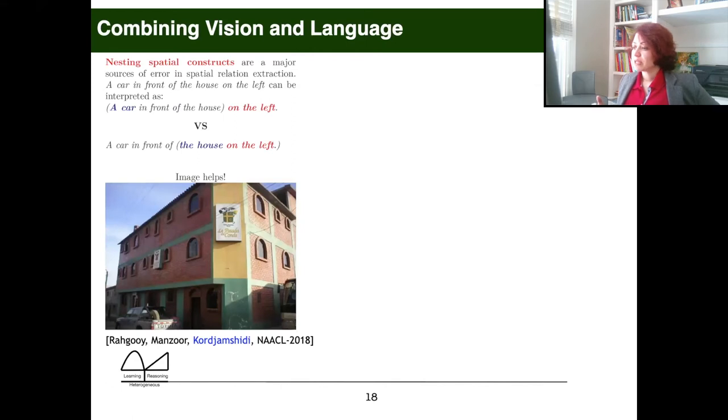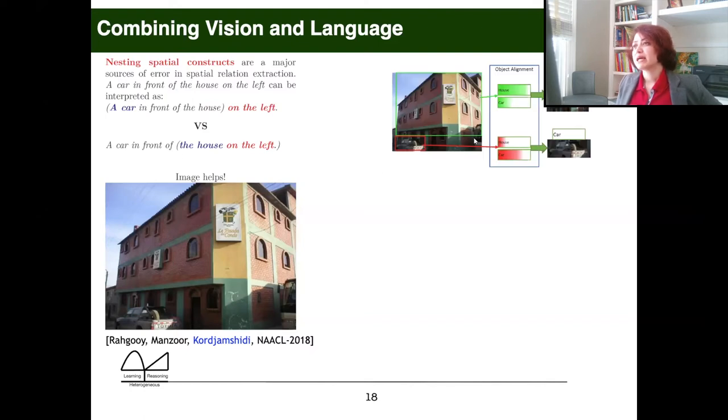We also continued the same trend of work, using structure but also considering visual information. For example, we have this sentence: a car in front of the house on the left. We don't know from the language itself whether the house or the car is on the left, but if we have the visual information, then we can look at the bounding boxes and the relationship from the visual modality, and then disambiguate what this preposition is attached to.